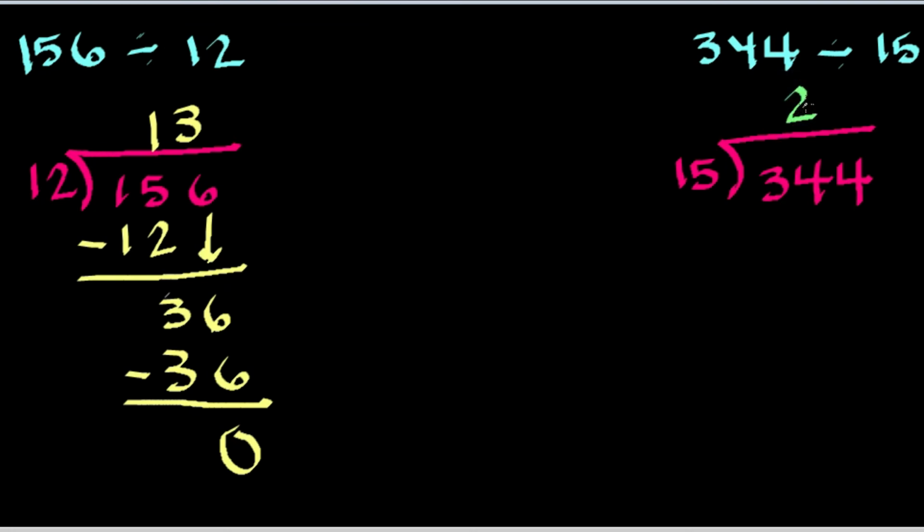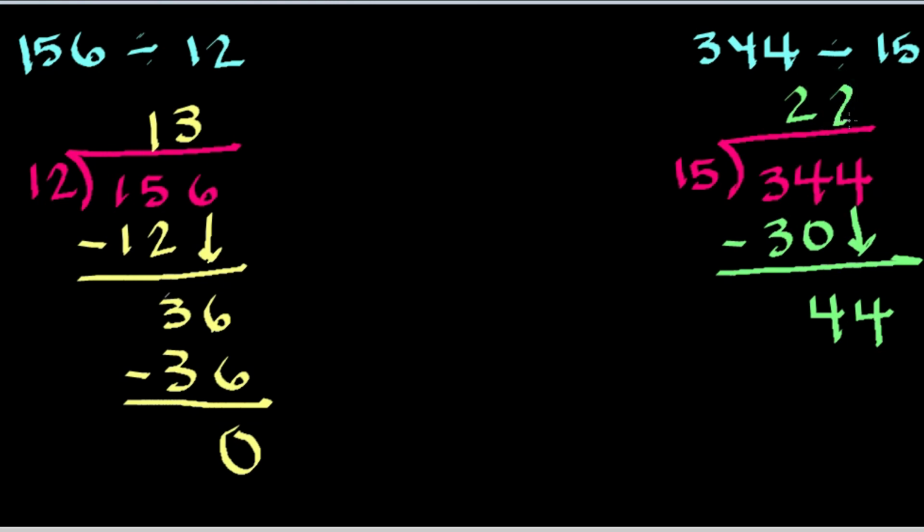And then I multiply. 2 times 15 equals 30. I'm going to record my 30 here. And the next step is to subtract. 34 minus 30 equals 4. And I bring down my next digit for a total of 44. And I repeat the procedure again. 44 divided by 15 is 2. 2 times 15 is 30. And I subtract 44 minus 30.